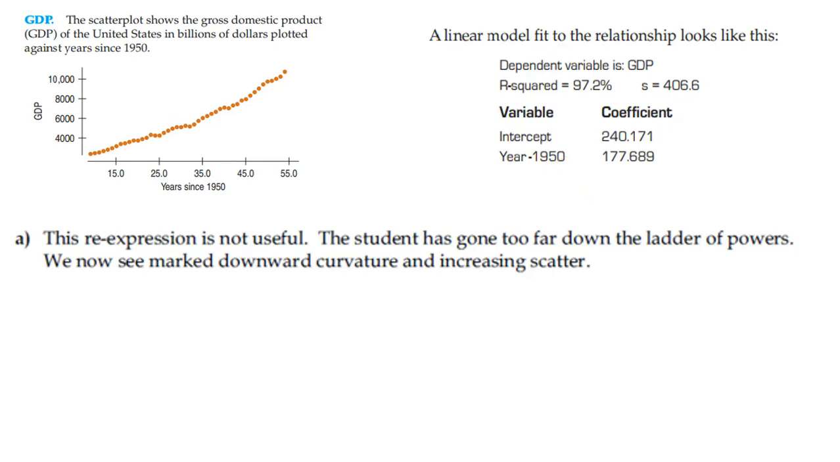All right, that's the best way to do it. It says this re-expression of data is not going to be useful, because it says here again that the student has gone too far down the ladder of powers.